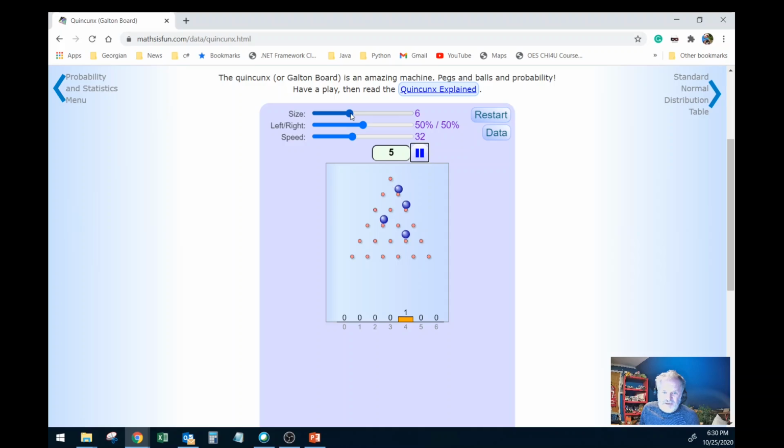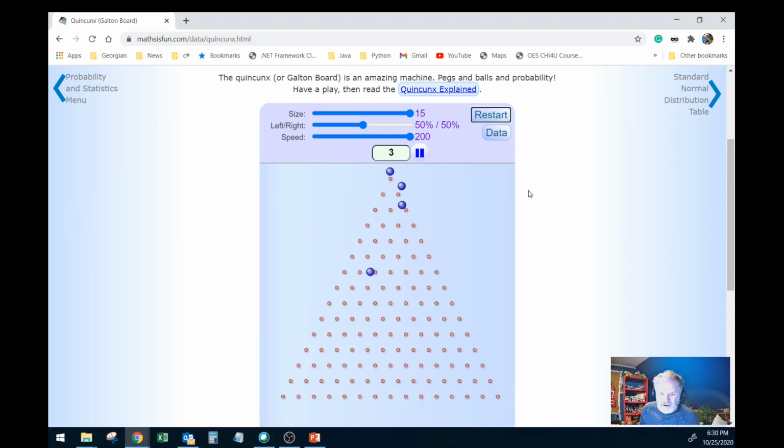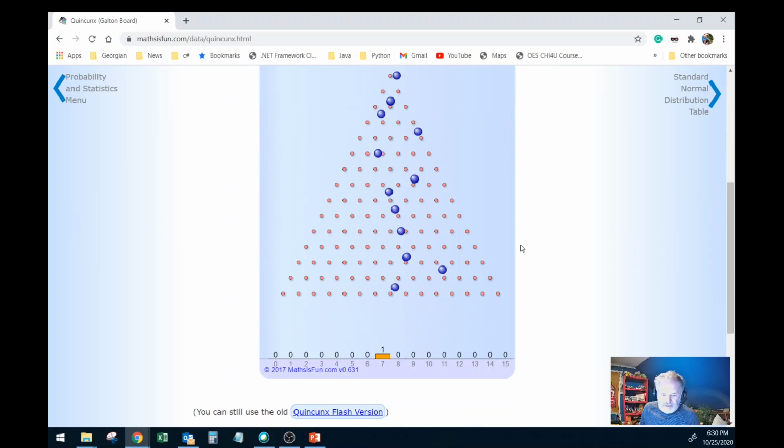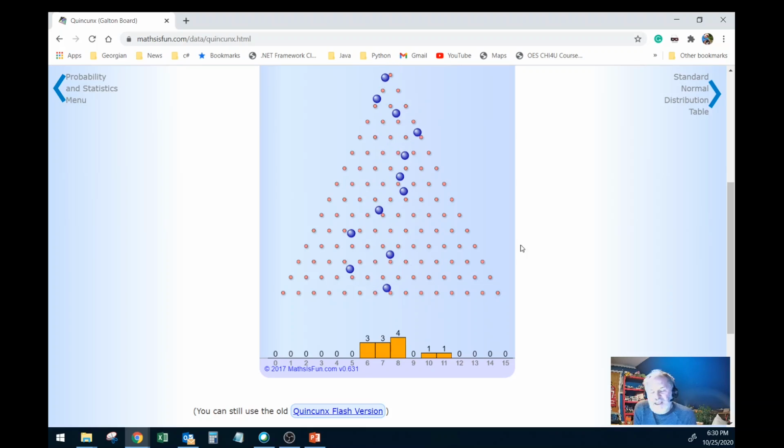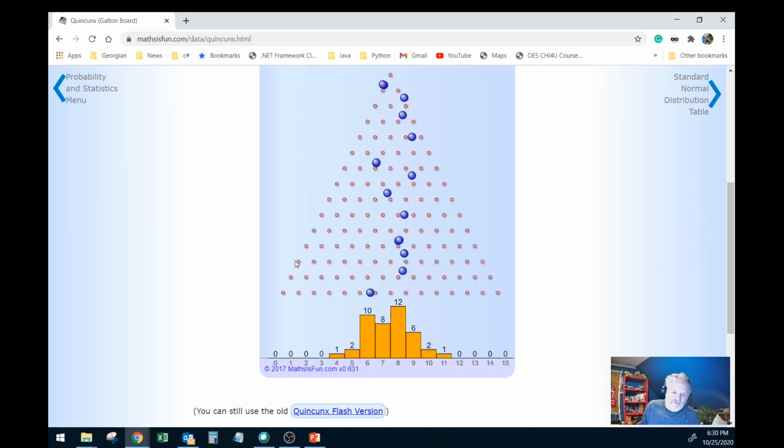Now what I can do is make it really big and really fast and restart. So here it goes. It's dropping pretty quick. If I drop enough of these balls, as you'll see, most of them land right in the middle. That's 50-50. Going left, left, left, left, left 15 times in a row is a highly improbable event. So we'll just watch it play out here. What's the shape of my distribution starting to look like? It's starting to be normally distributed.